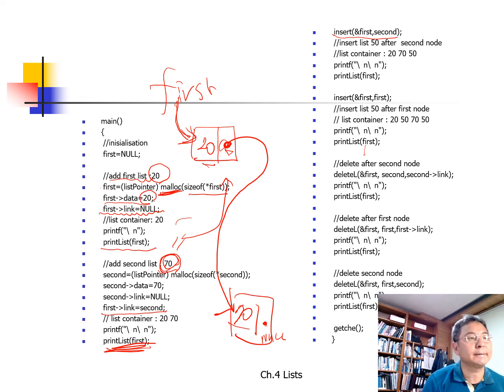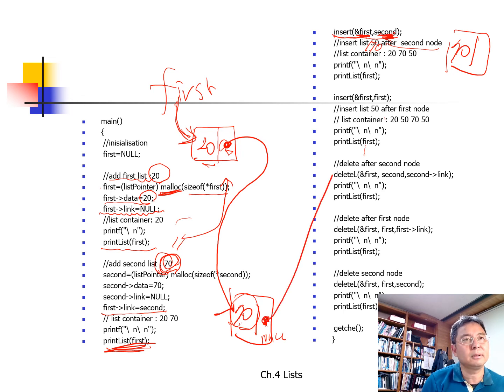Okay, next one is that insert first and the second. Second is 70, so that means insert list 70 rather than 50. Why is there a 50 here? So the second node is 70 here already, and I want to add one more data here, 70, okay, because it is the second one. And then this link field will point to the 70. And how about this one? Insert first. First data value is 20. Okay.